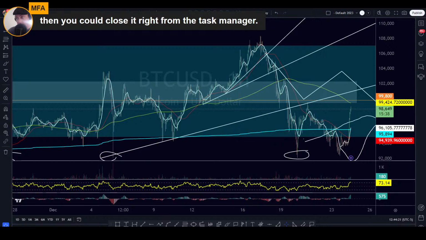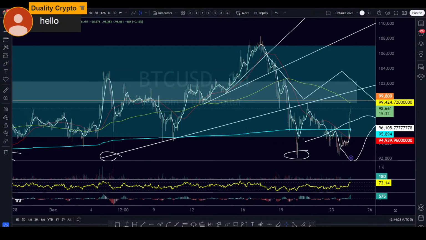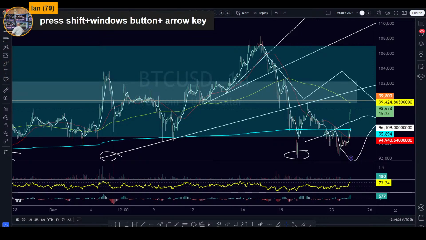Okay, moving on. So we were over here, and hey, we got Duality Crypto in the house. What's up? MFA, what's going on, guys? You press Shift, Windows key, and that's what it was. I remember it was a series of keys and it had to do with the arrow key. Ian found it. Did you know that already, or did you use my keywords?